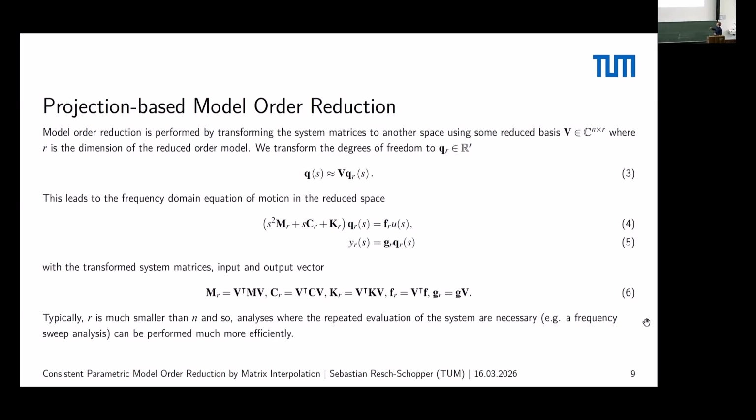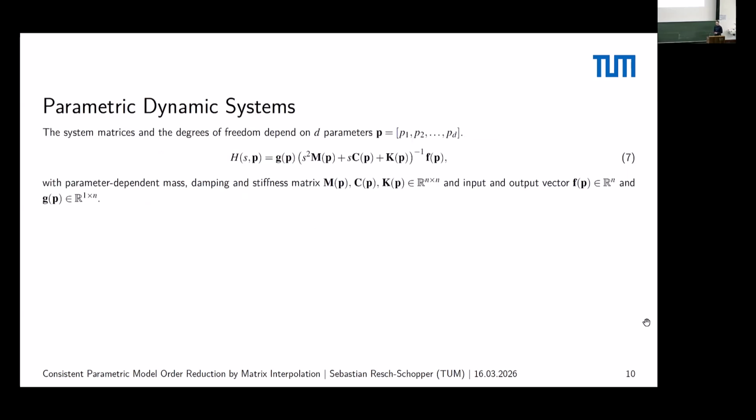So first of all, what we can see here is that the structure of the problem is exactly the same. We still have this nice second order algebraic equation. The output equation is also the same. We just need to perform this projection to each of the full order quantities. And this can be done offline, as said before, and then we can do the frequency sweep. However, so far nothing is parametric, so let's also introduce the parameters here.